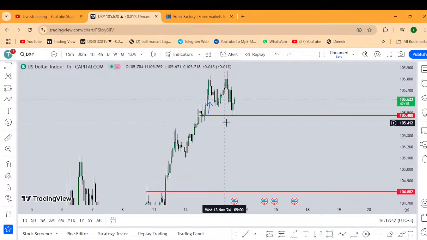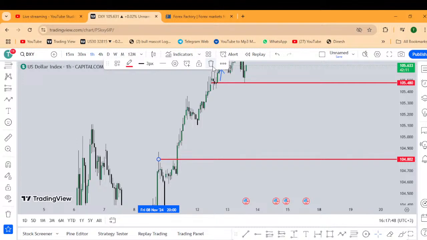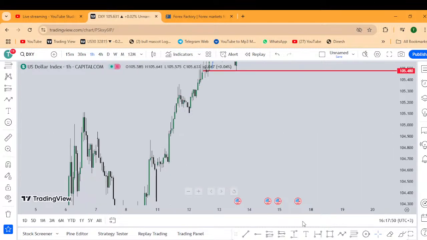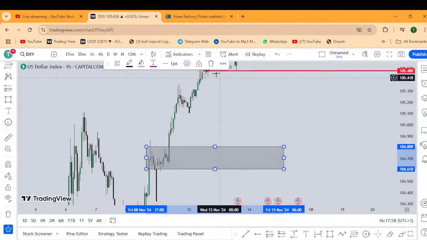So meaning we can see that the market is already respecting buyers. If they don't buy from that point, meaning this can't be so strong, then we can go and take this. Let me draw a zone on this point here.